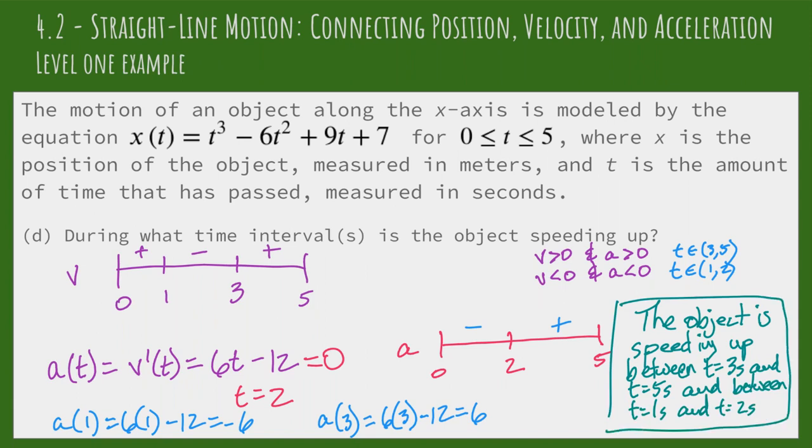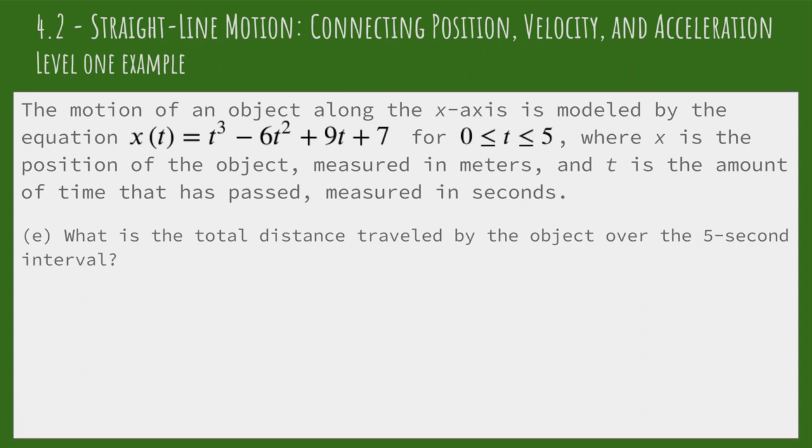Whew. Okay, last one. The total distance traveled by the object over the 5-second interval. So if you remember back in part C, we figured out that the object was moving to the right for the first second. For the next 2 seconds, between t equals 1 and t equals 3, it's moving to the left. And then for the next 2 seconds, it's moving to the right.